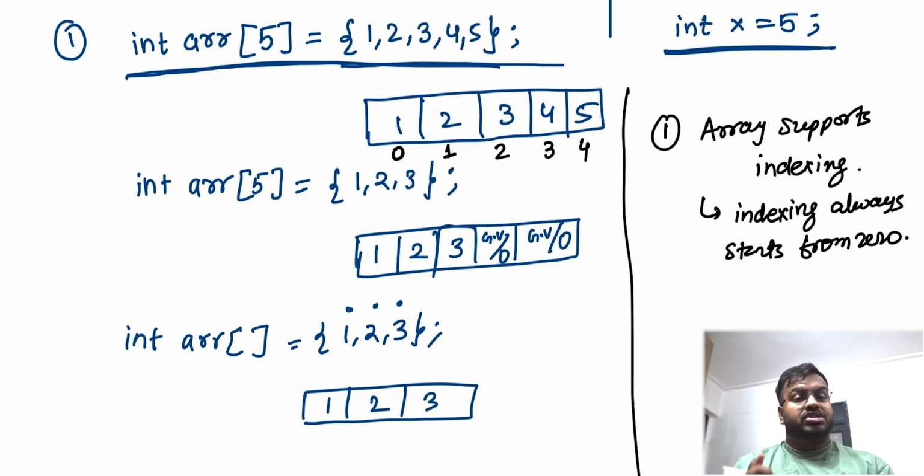What will be the last index of the array? If the size of the array is 5, then the last index will be 4. Why? Because indexing starts from 0. So the last index will be size minus 1. I hope this is clear to everyone.